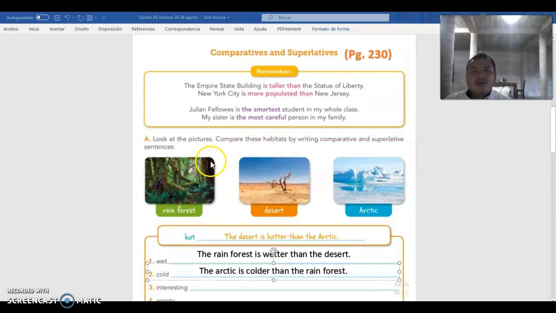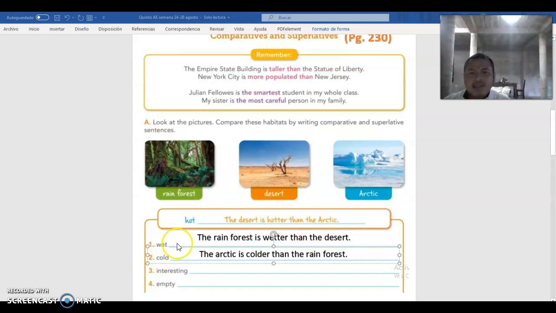And what do you need to do on this page? It says look at the pictures. You need to look at these three pictures and compare these habitats by writing comparative and superlative sentences. See right here, it says rainforest, desert, Arctic. So you have extra examples, and I gave you two more. It says hot. The desert is hotter than the Arctic. Okay, so wet. The rainforest is wetter than the desert, so it is wetter. Okay, that is comparatives. And another example, the Arctic is colder than the rainforest.